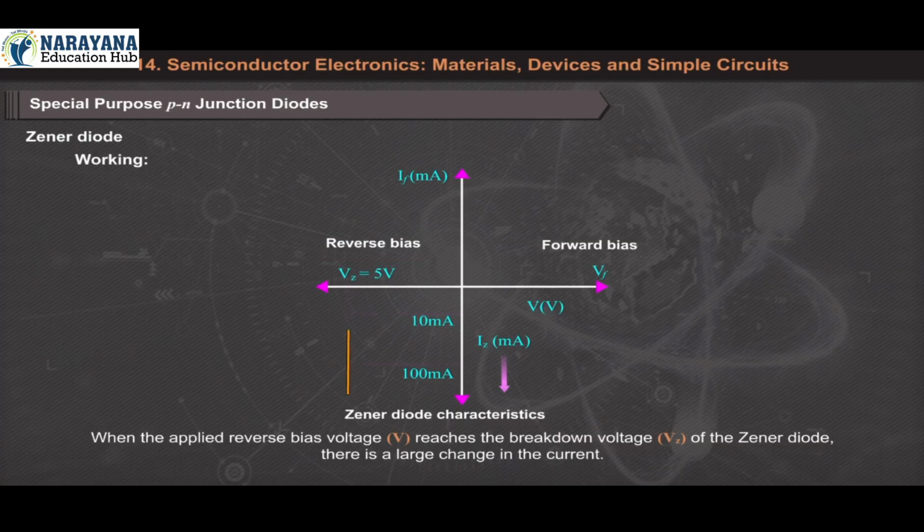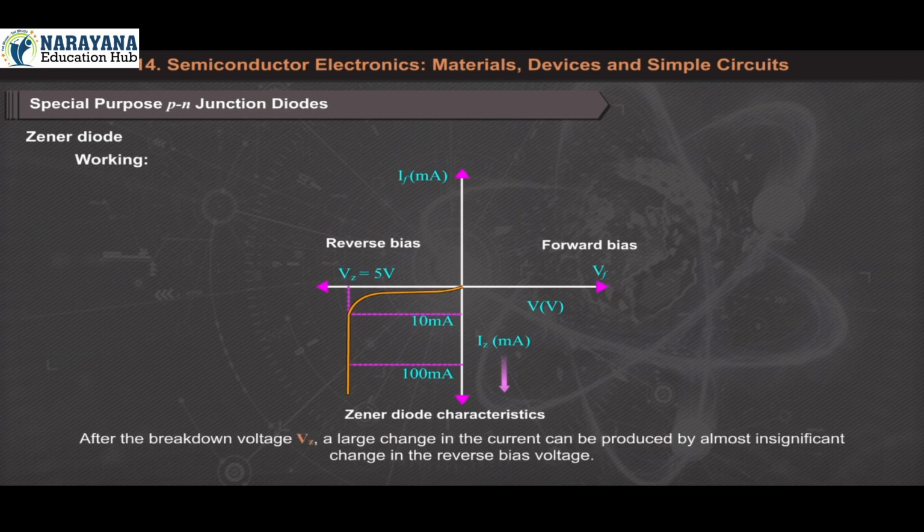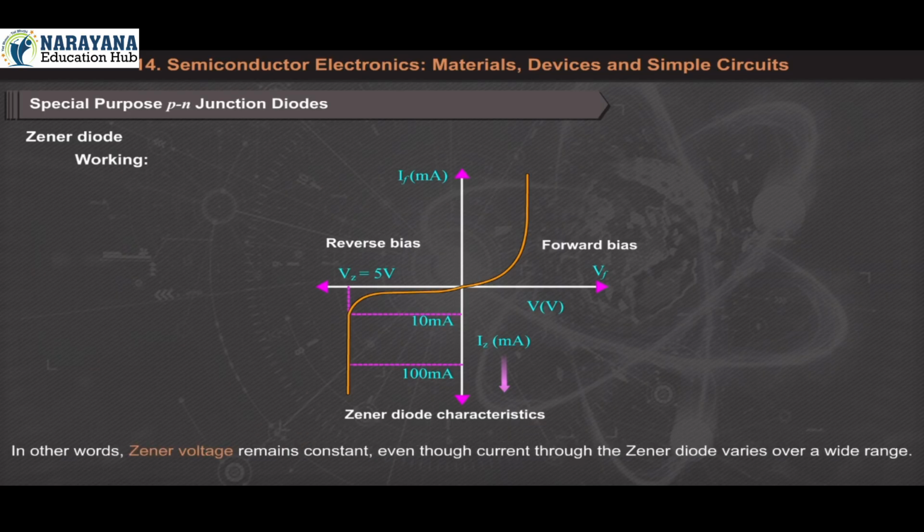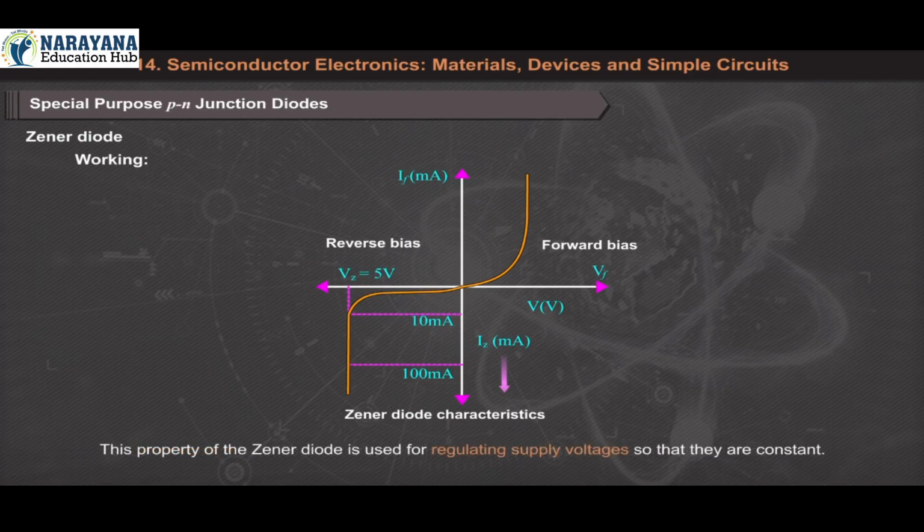Working: when the applied reverse bias voltage V reaches the breakdown voltage Vz of the Zener diode, there is a large change in the current. After the breakdown voltage Vz, a large change in the current can be produced by almost insignificant change in the reverse bias voltage. In other words, Zener voltage remains constant even though current through the Zener diode varies over a wide range. This property of the Zener diode is used for regulating supply voltages so that they are constant.